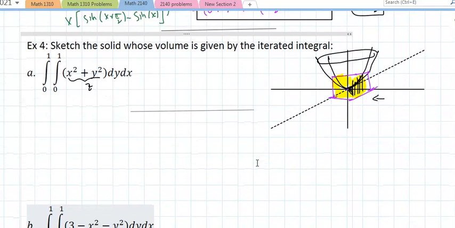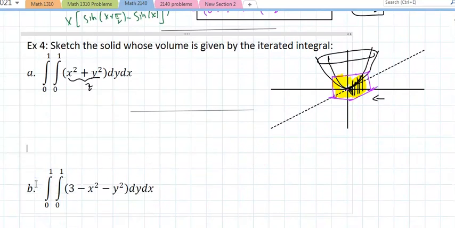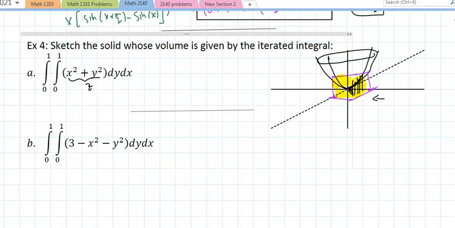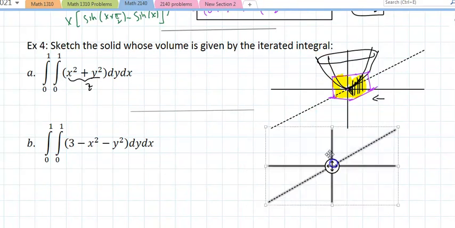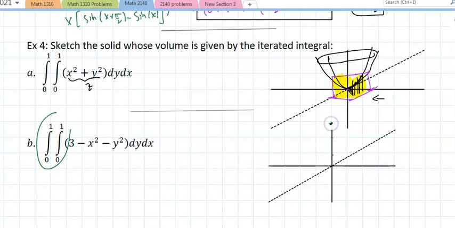And if I go for B, 3 minus x squared minus y squared, and again I'm going to cut it down, so this is supposed to come down, but I'm going to cut it at 0, 1 and at 0, 1. So this part is going to be flat, and this part I'm going to get right.